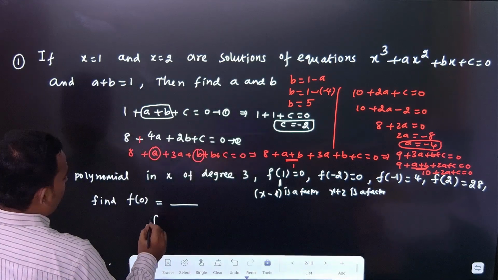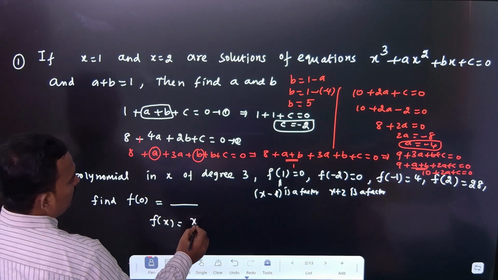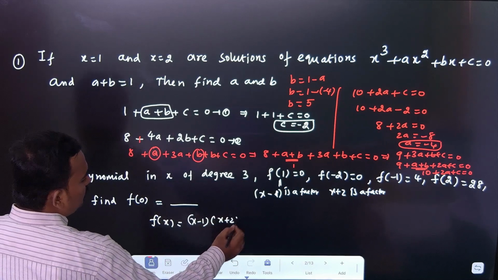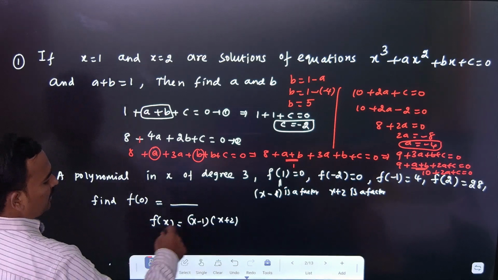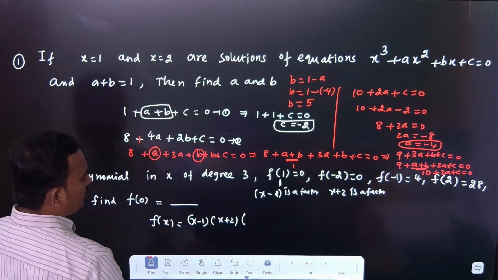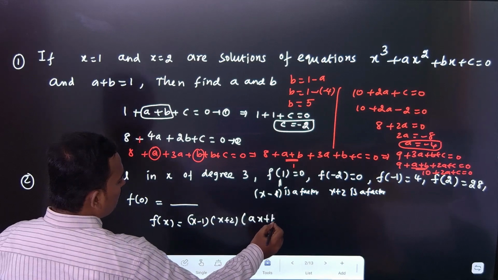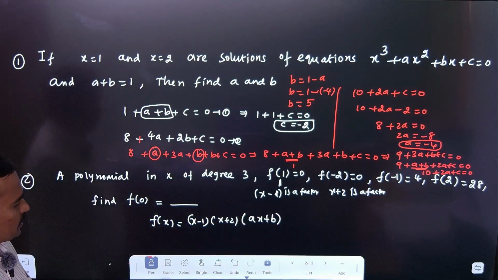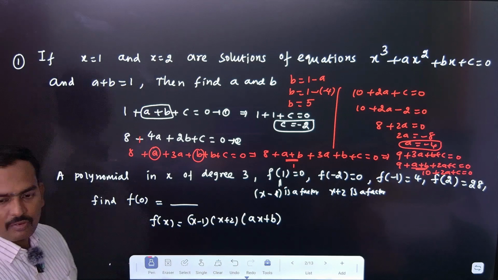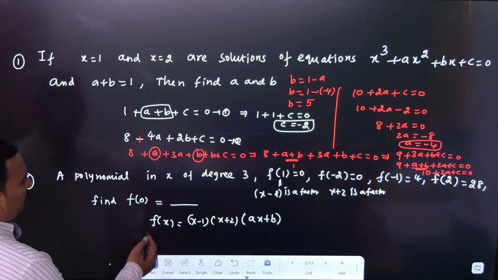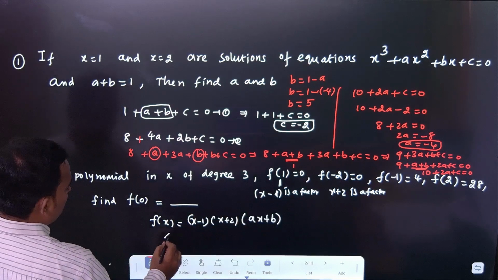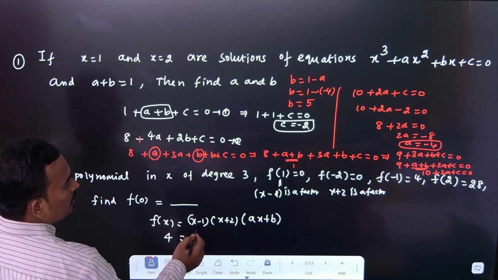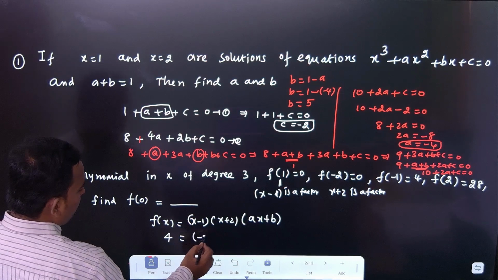So therefore, f of x, how to write? X minus 1 into x plus 2. But here it is a polynomial of degree 3. Here there are 2 degrees. So we need one more thing. You have to multiply with a linear polynomial, right? Ax plus b. Let us find a and b. Then after that we can find f of 0. Clear? Okay, you can substitute f of minus 1 here. F of minus 1 is what? 4. Substituted here f of minus 1. So here it is minus 2.